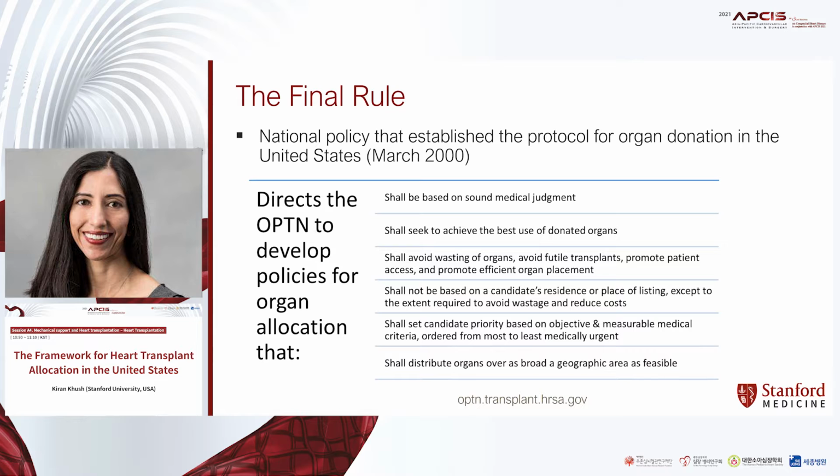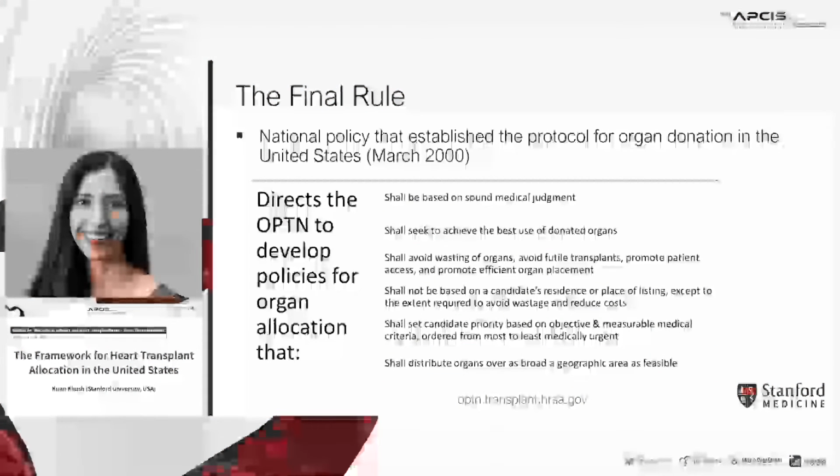So the framework that really guides organ allocation in the United States is called the Final Rule. This is the national policy that established the protocol for organ donation, and it directs the Organ Procurement and Transplantation Network to develop policies for organ allocation that seek to achieve the best use of donated organs, avoid wasting of organs, and promote patient access and efficient organ placement. It shall set candidate priority based on objective and measurable medical criteria, and this framework should distribute organs over as broad an area as possible.